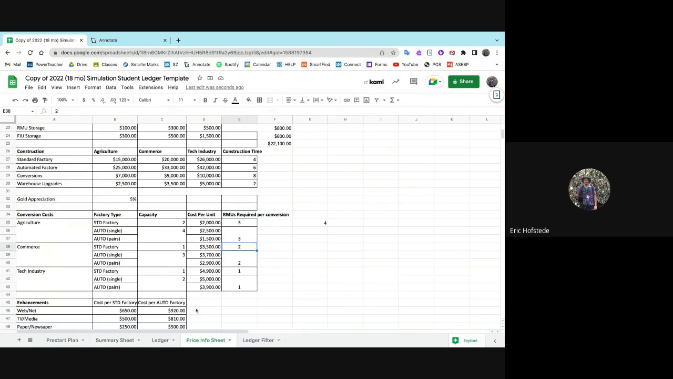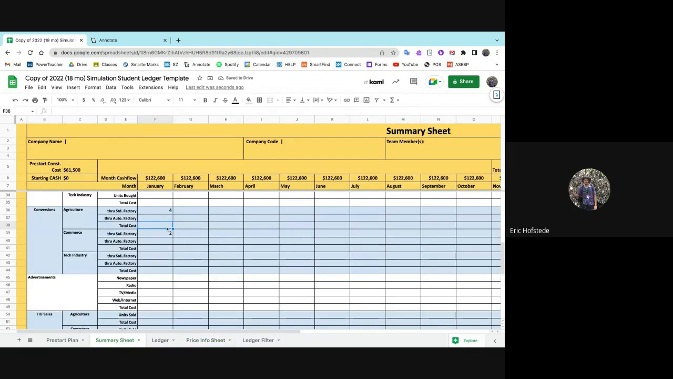All right, and that's on the price info sheet. So I did 4 of these at 2,000. So I could actually just do the math here again. Equals 4 times 2,000. Or you can use your calculator. So that's going to be $8,000. Update my summary sheet.